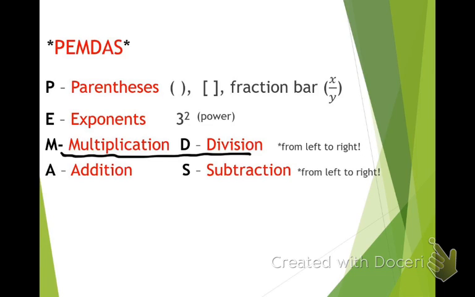And after that, there's 2 final ones. What are the last 2 in PEMDAS? Addition and subtraction. Once again, from left to right. So whatever comes first, if addition comes first, you do it first. If subtraction comes first, you would actually do it before you do the addition.